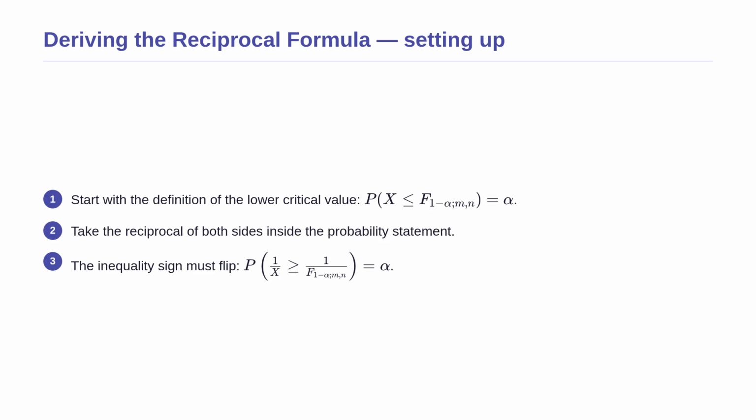We are setting out to prove the reciprocal relationship we just used. We start with the basic definition of a lower critical value. The probability that our standard variable x is less than or equal to the lower critical value is exactly alpha. Next, we take the reciprocal of both sides inside the probability statement. When we do this, a basic rule of algebra requires that the direction of the inequality sign must flip from less than or equal to, to greater than or equal to. The overall probability alpha remains exactly the same. This sets up the foundation for our next logical step.